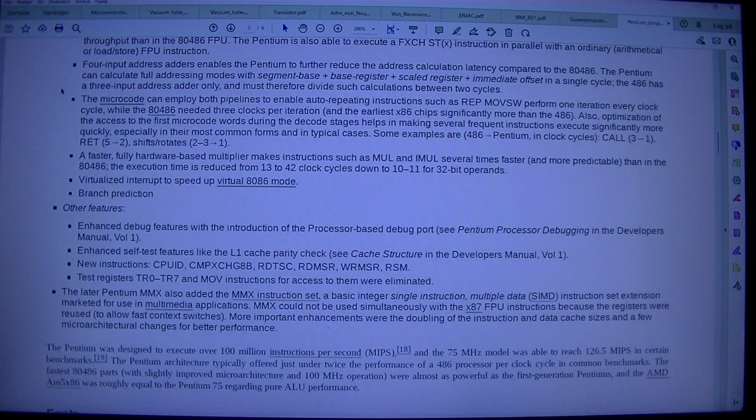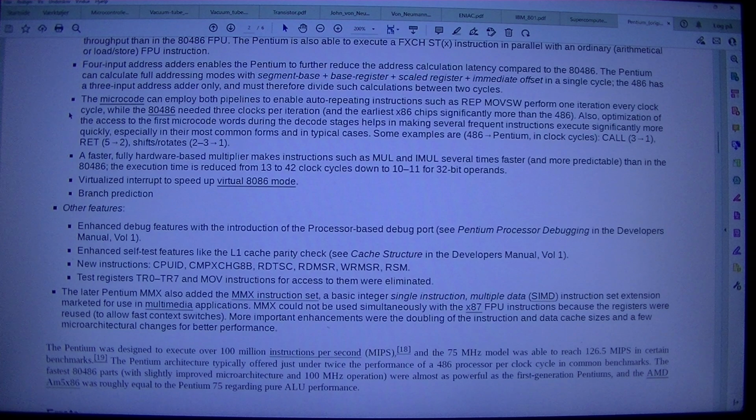4-input address adders enable the Pentium to further reduce the address calculation latency compared to the 80486. The Pentium can calculate full addressing modes with segment base and base register and scaled register and immediate offset in a single cycle. The 486 has a 3-input address adder only, and must therefore divide such calculations between 2 cycles. The microcode can employ both pipelines to enable auto-repeating instructions such as REP MOVS to perform 1 iteration every clock cycle, while the 80486 needed 3 clocks per iteration, and the earliest x86 chips significantly more than the 486.